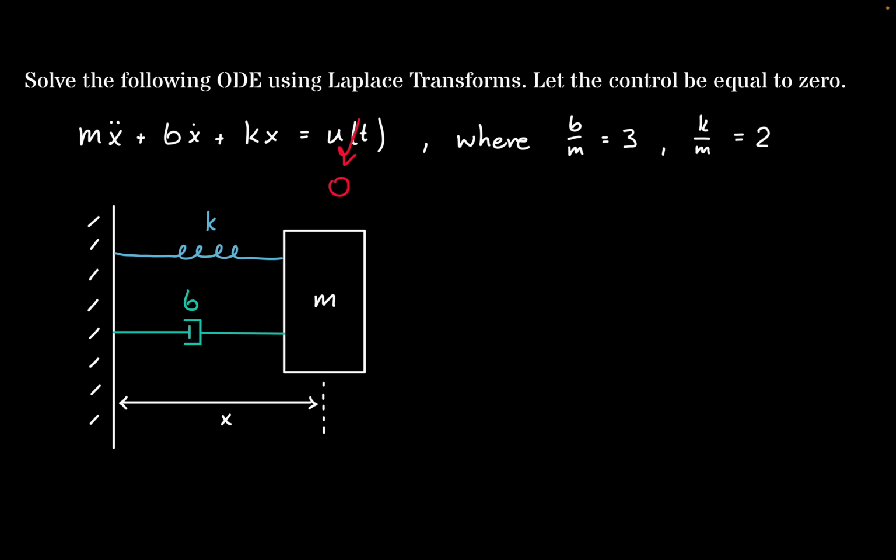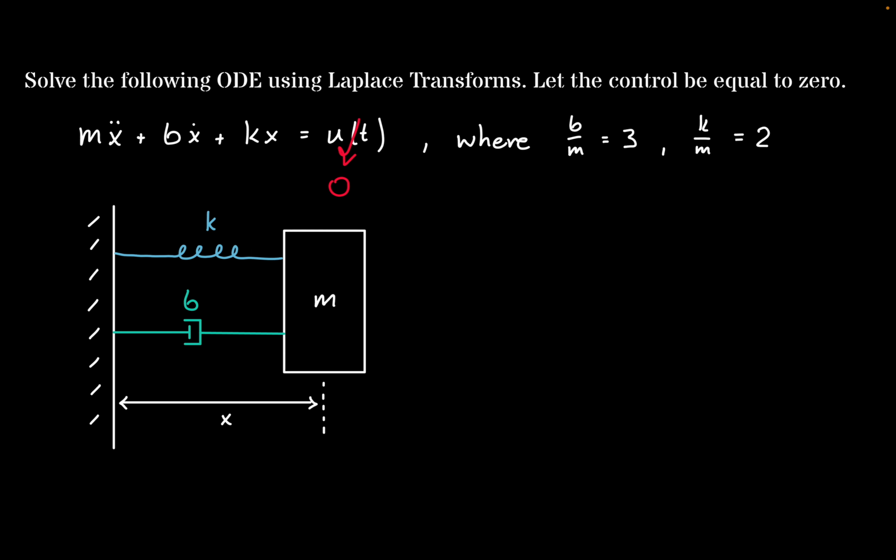Now, in addition to the definition of the ODE, I also defined some constants. So for our damping constant divided by our mass, b over m, it's going to be equal to 3. And for our spring constant divided by our mass, k over m, that's going to be equal to 2. So these are going to come in handy later.